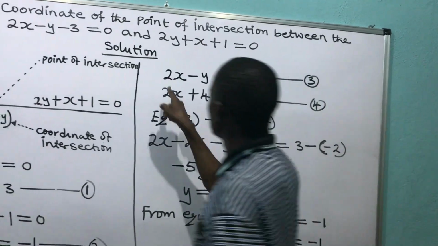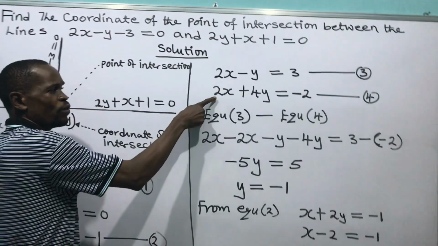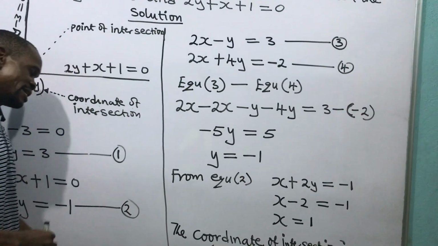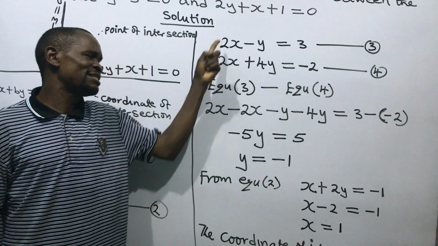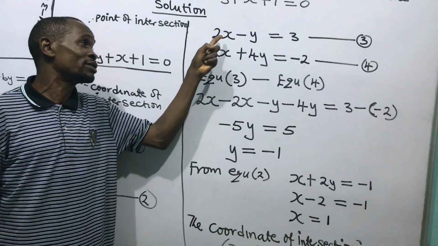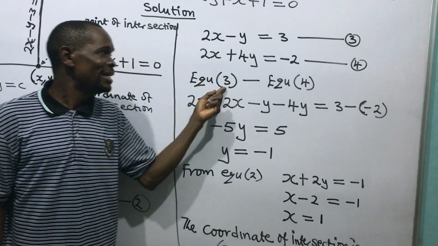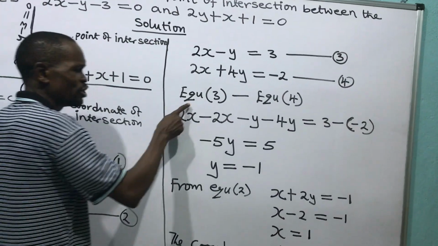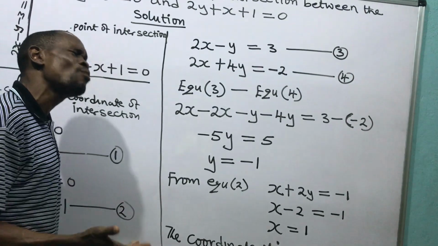Right now, I have made the coefficients of x in equation 3 and the coefficients of x in equation 4 the same by doing this. Remember that what I want to eliminate is x. And that's why I have made the coefficients of x in equation 3 and 4 the same. Then I will now say equation 3 minus equation 4. Why did I do minus?